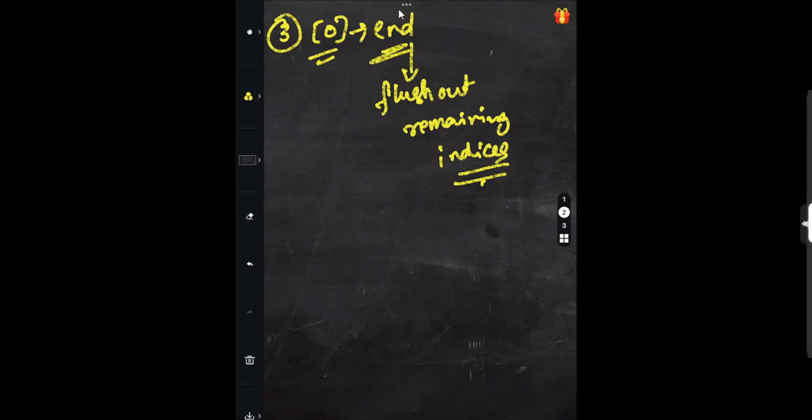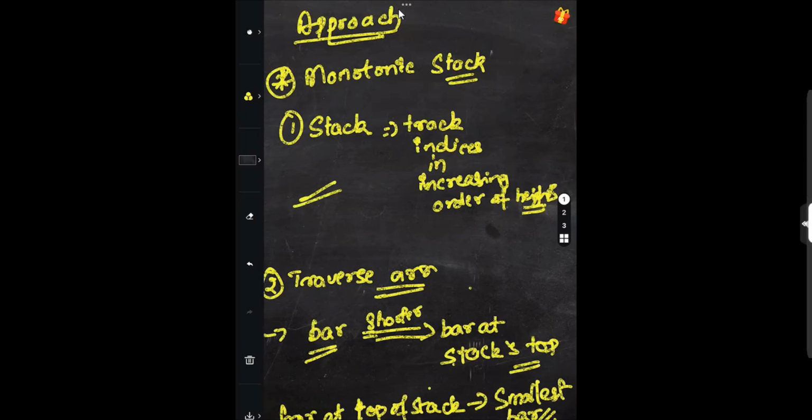So this is the approach that we'll be going with. We'll be going with the monotonic stack. The first step is we are making use of the stack to track the indices in increasing order of their heights. And the second one is we are traversing the array.